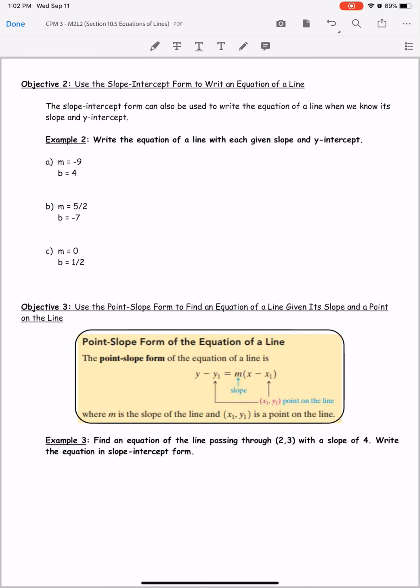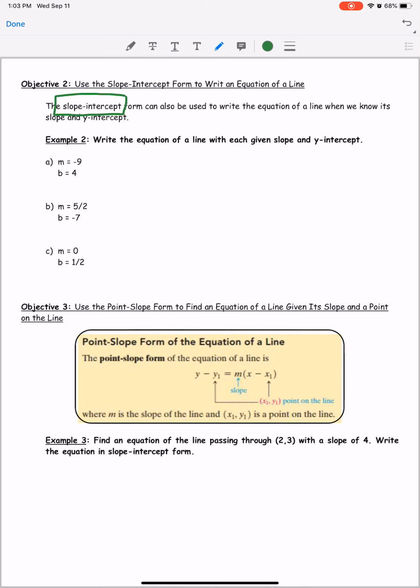So now that we kind of know what that y equals mx plus b form looks like, now we're going to write equations. It tells you here, the slope-intercept form can also be used to write equations of a line when we know its slope and y-intercept. So this is literally called slope-intercept form because why? It gives you two things. It gives you the slope of the line and the y-intercept of the line.